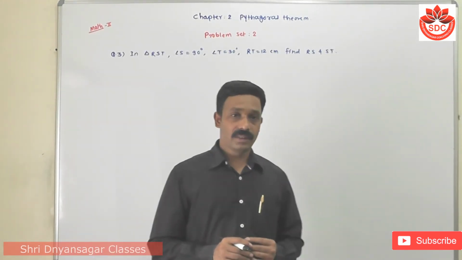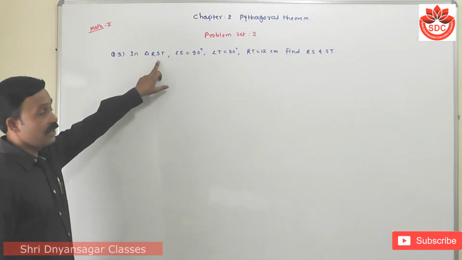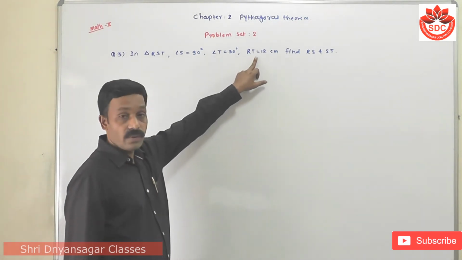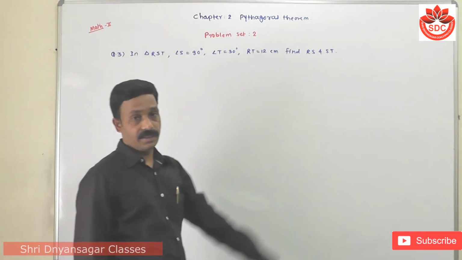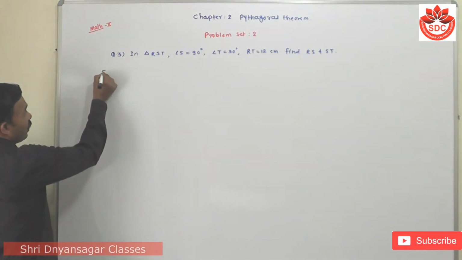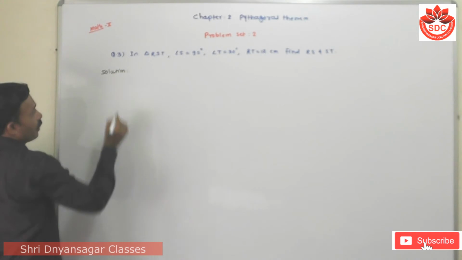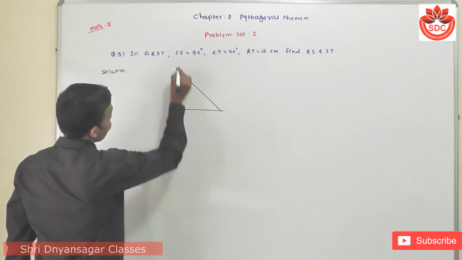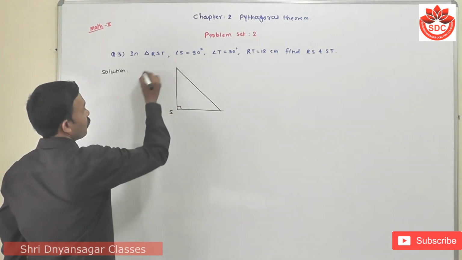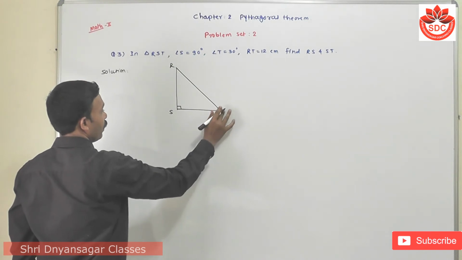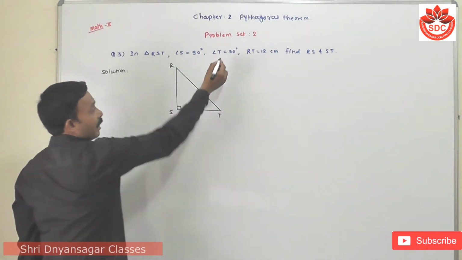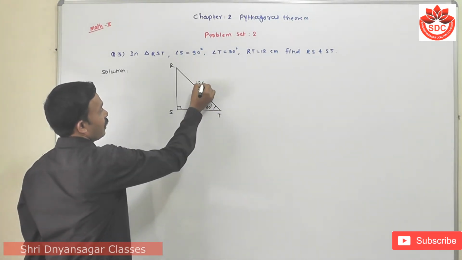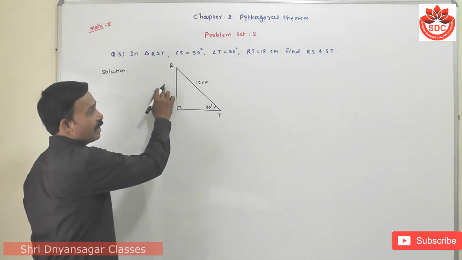Question number 3: in triangle RST, angle S is 90 degrees, angle T is 30 degrees, RT is 12 centimeters. Find RS and ST. Student, for this, first we have to draw the figure. Solution. In this figure, angle S is the right angle, so take RST here. Angle T is 30 degrees. RT is equal to 12 centimeters. We have to find the value of RS and ST.